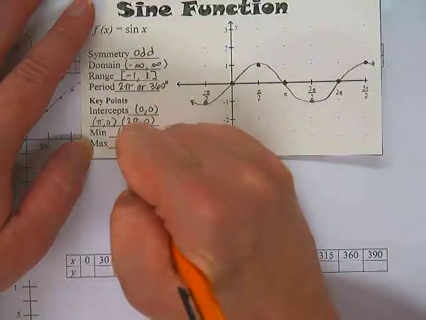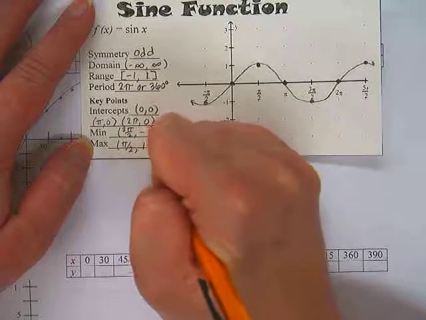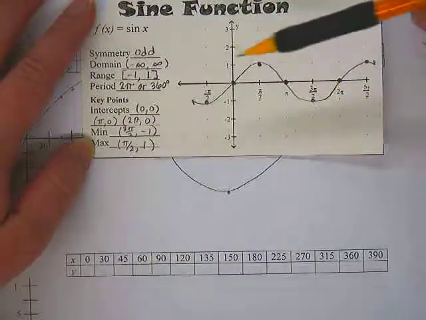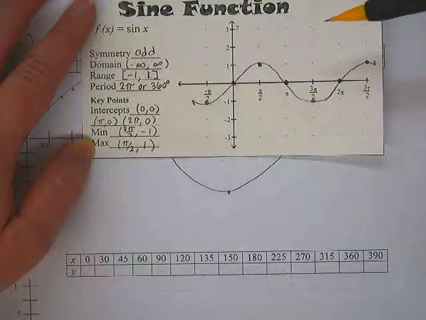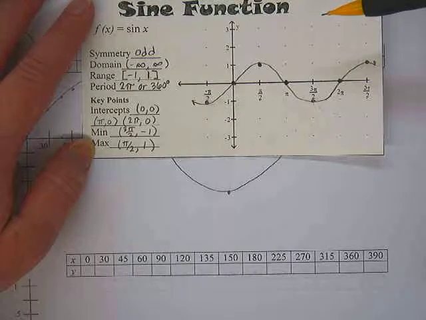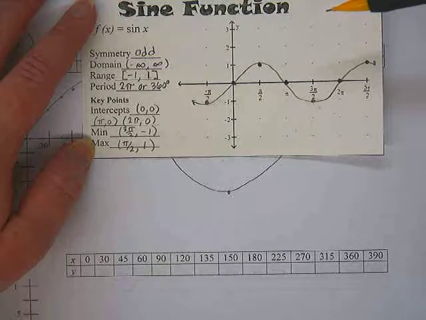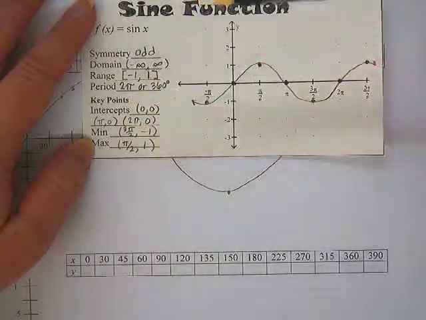3 pi halves, comma, -1 is the minimum, right? And where's the maximum? Positive pi halves and +1. Okay. So this is your basic sine function.